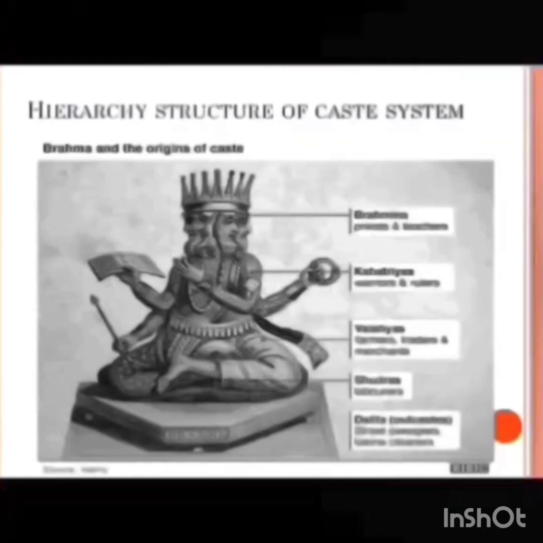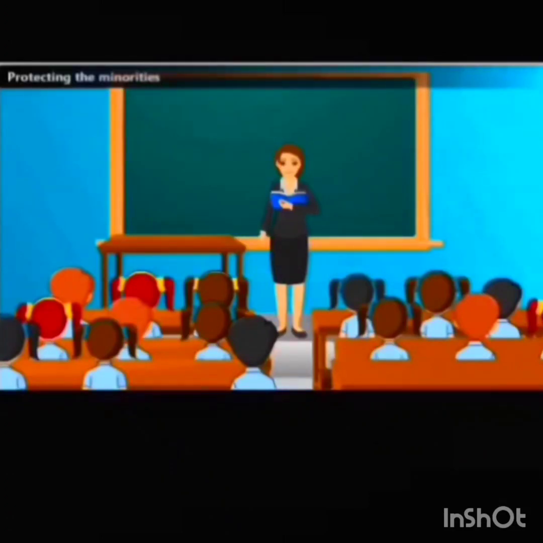And in this caste system, there was not a single equality we can say. Brahmins used to dominate over the Dalits. They used to treat them like slaves. Protect minorities and their rights. This is the other function of the constitution.